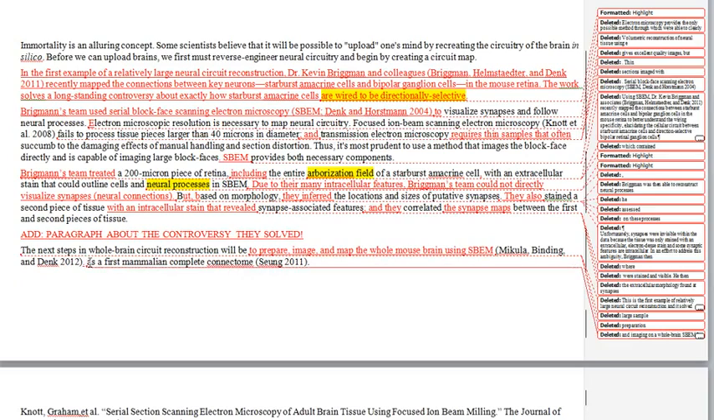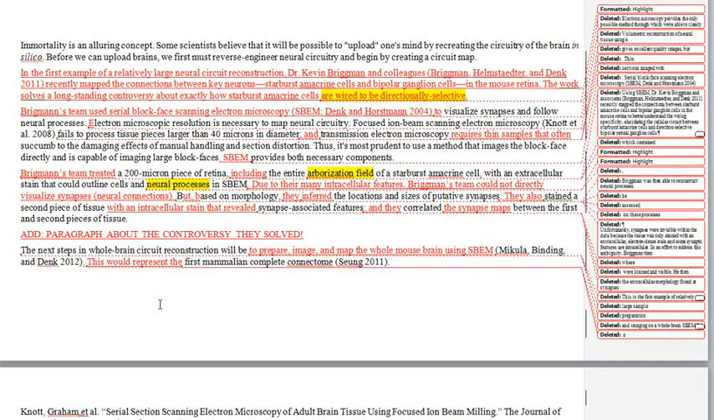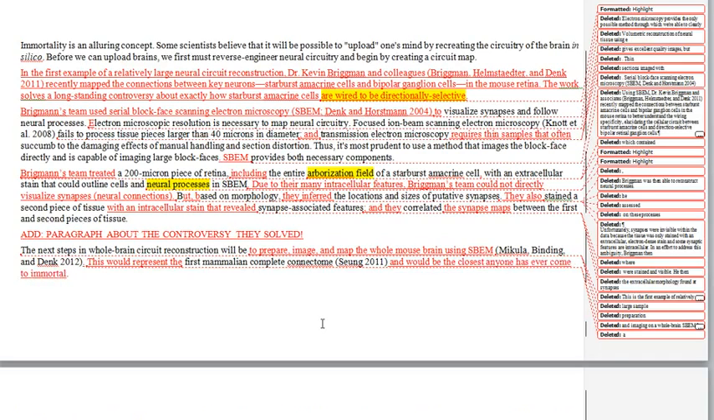And then we want to say that this is the first mammalian complete connectome, and I'll leave that term connectome in there. It's a good buzzword these days, so even though it's a little technical, I think most people are familiar with the buzzword. So we could say this would represent the first mammalian complete connectome, so that's getting to the idea of the whole brain, all the connections in the brain. And I'm going to add that little last thought that ties us back to the beginning, and would be the closest anyone has ever come to immortalizing a mammalian brain. So I think that's a fair thing to say, and it's a nice ending that ties us back to the beginning.